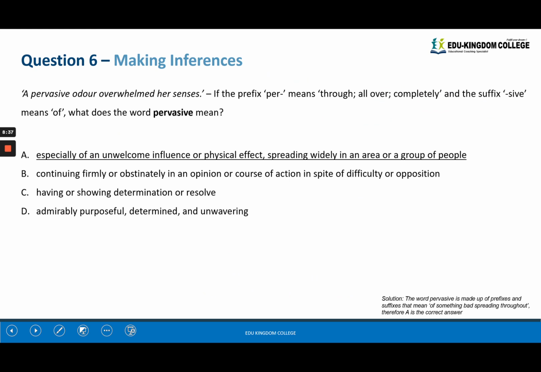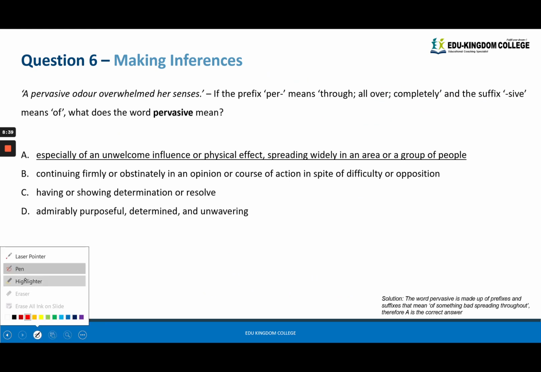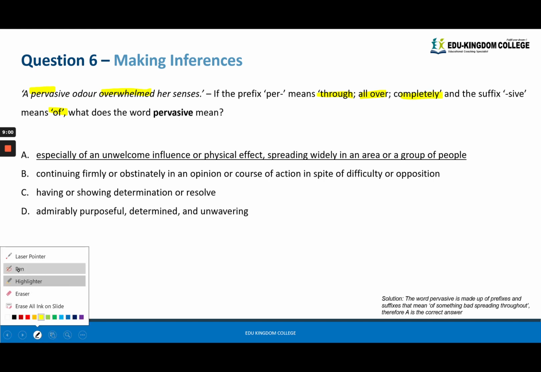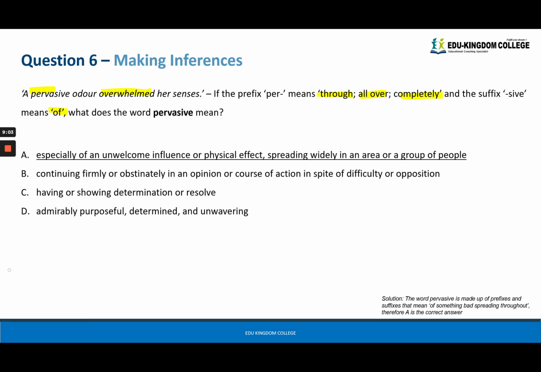Okay, 6, making inferences. So a pervasive odor overwhelmed her senses. If the prefix per means through and all over and completely, and the suffix sive means of, what does the word pervasive mean? So it means that it's going through, all over, and completely. Okay, so this smell has been going through, over, and completely, kind of spreading very widely. Okay, that's the idea. So A is the best answer here.